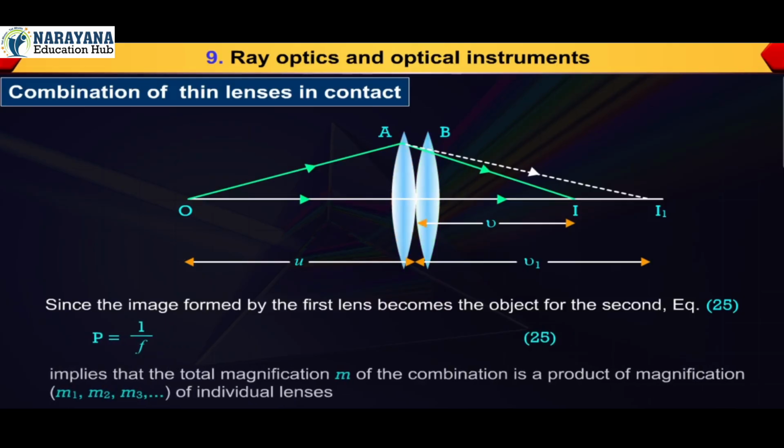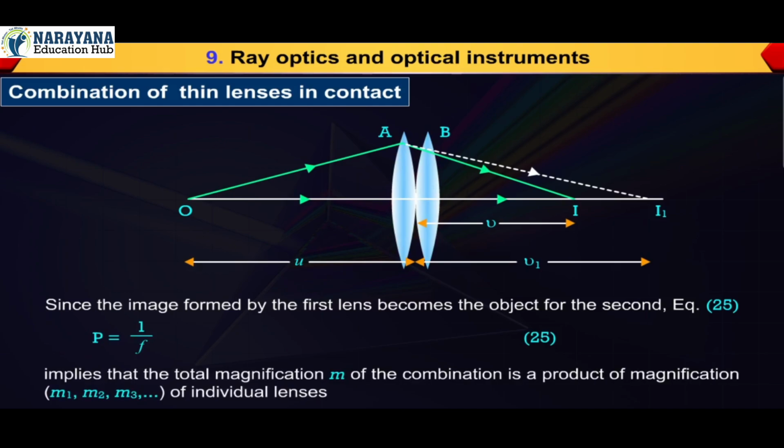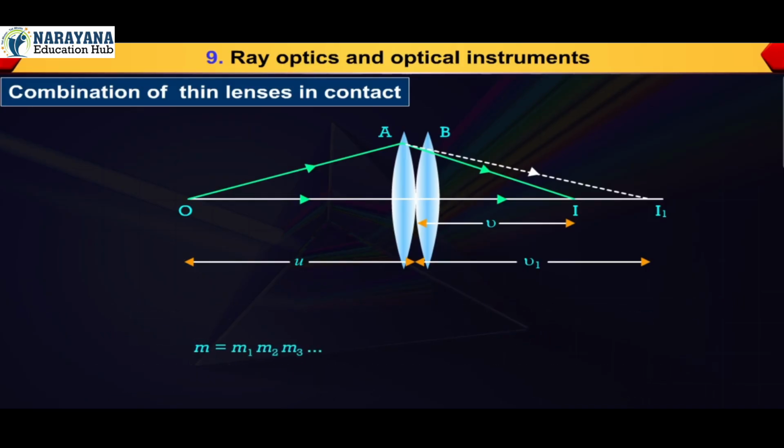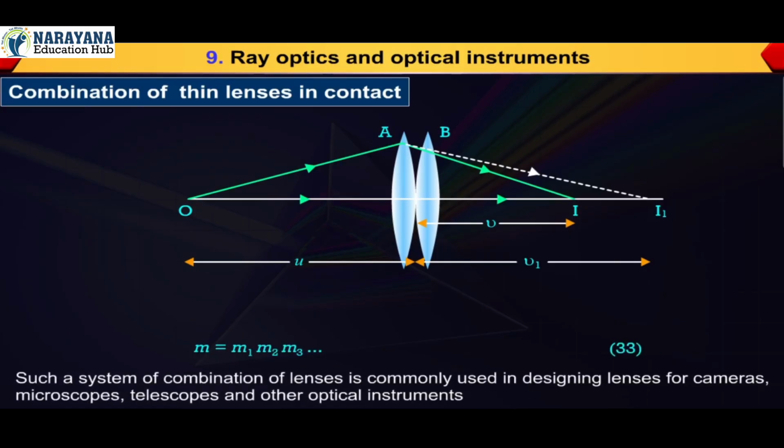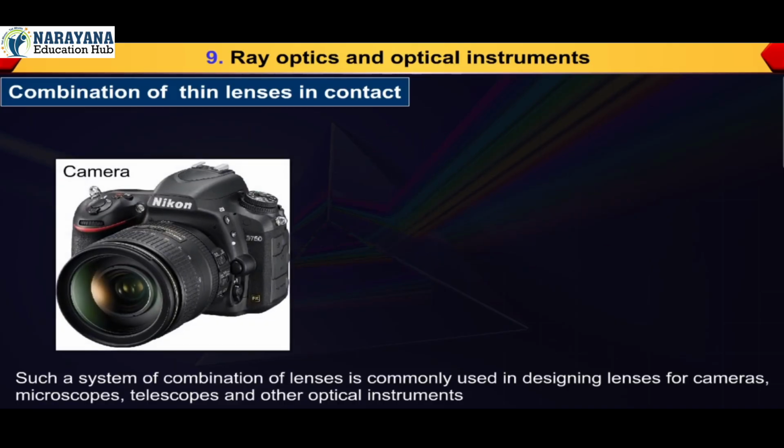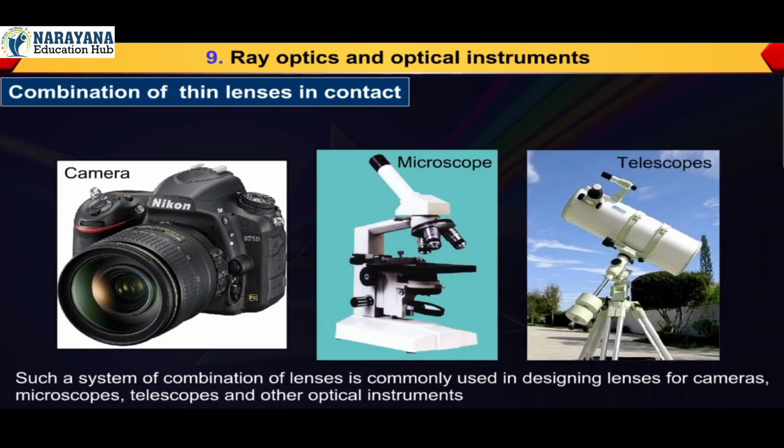Equation 25 implies that the total magnification M of the combination is a product of magnifications M1, M2, M3 and so on of individual lenses. M = M1 × M2 × M3 × and so on. Equation 33. Such a combination of lenses is commonly used in designing lenses for cameras, microscopes, telescopes, and other optical instruments.